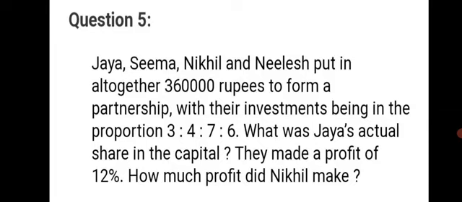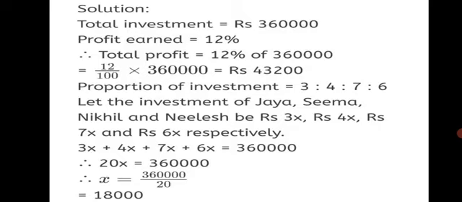We will write first what we have got. Total investment is equal to rupees 3,60,000. Profit earned is equal to 12%. So now we can find the total profit in rupees. Total profit is equal to 12% of the total amount, that is 12% of 3,60,000. 12% of 3,60,000 means 12 upon 100 into 3,60,000. Reduce the number of zeros and multiply, you will get 43,200 as total profit.